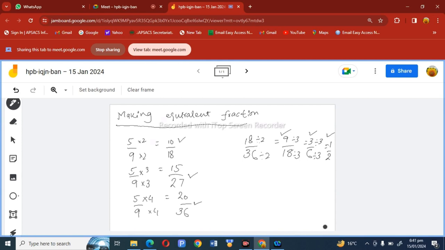So this is how you can also make more than one equivalent fraction. Okay, so I hope that it's clear to you. You can write down the equivalent fractions like this: 5 by 9 is equal to 10 by 18 is equal to 15 by 27 is equal to 20 by 36. So these are the three further equivalent fractions of this 5 by 9.